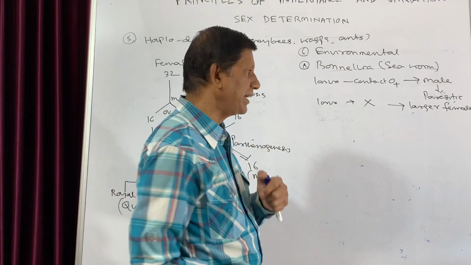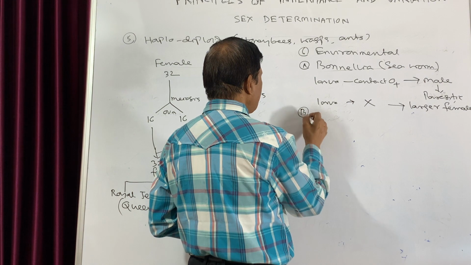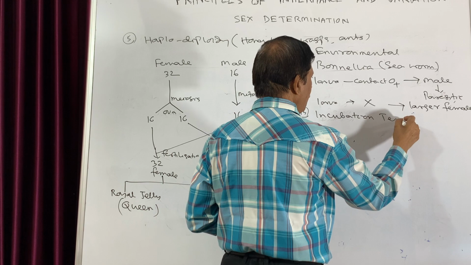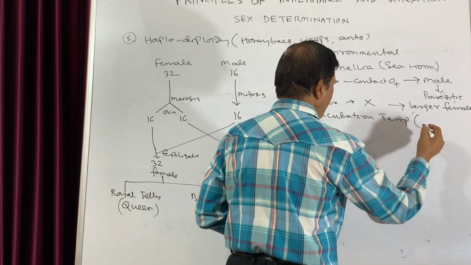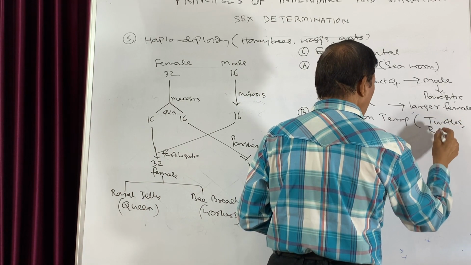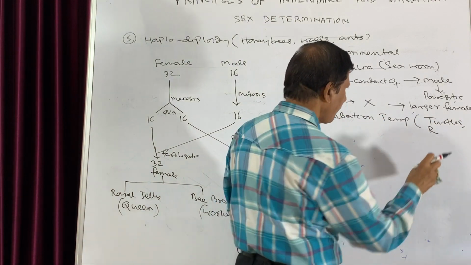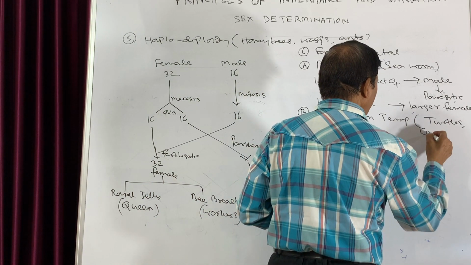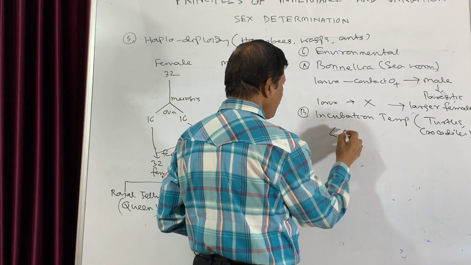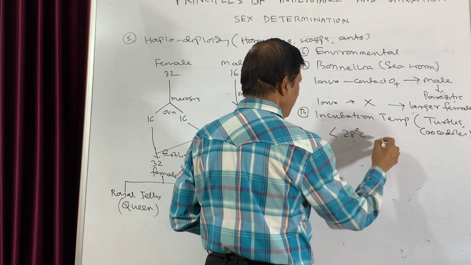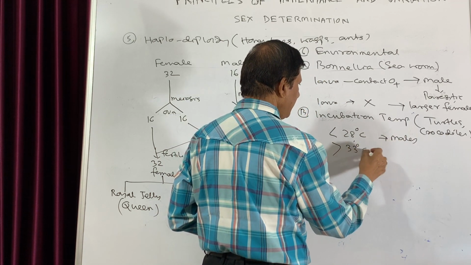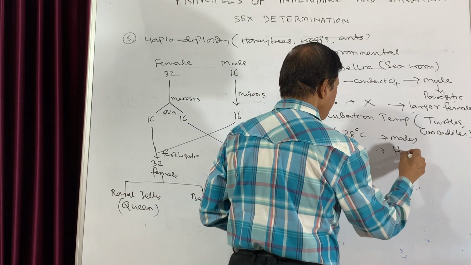Then let us give one second example. The second example is incubation temperature, and this is found in case of the turtles and crocodiles. In this case, if the temperature is less than 28 degrees centigrade, they will give rise to males. And if it is greater than 33 degrees centigrade, they will give rise to females.